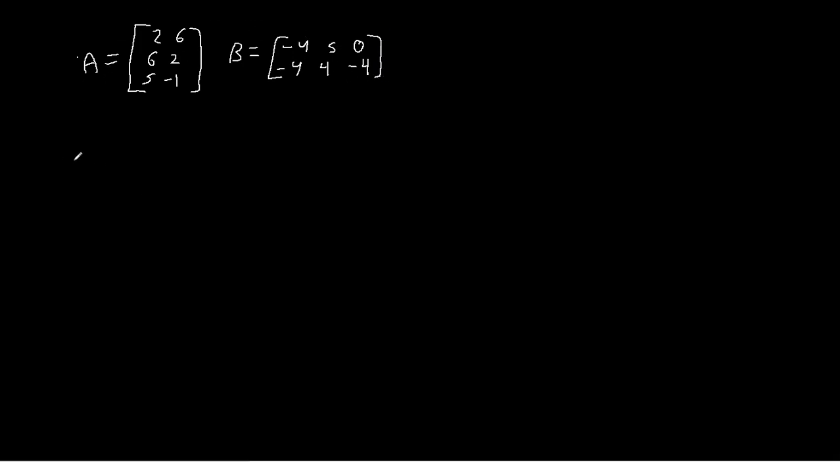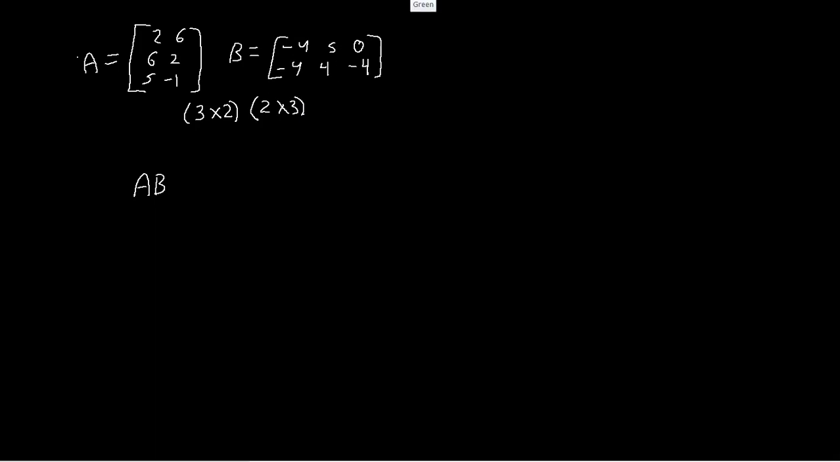So let's go ahead and first ask ourselves, what is A times B? The first thing I do whenever I see a matrix multiplication problem is I look at the dimensions. So A in this case has 3 rows and 2 columns. B in this case has 2 rows and 3 columns.